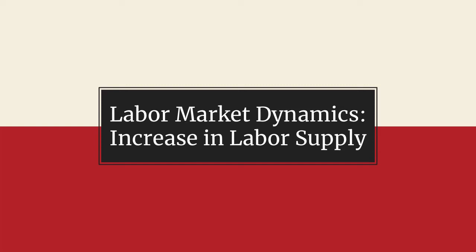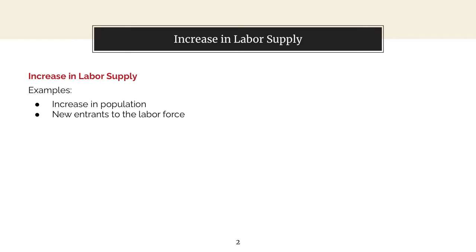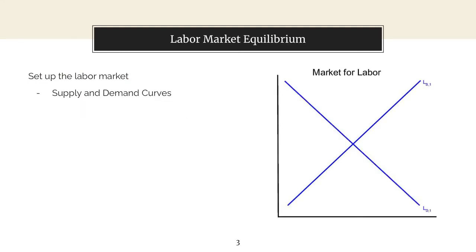In this video, we will show what happens when there's an increase in labor supply. An increase in labor supply means that there are more people that are willing and able to work. This could happen, for example, if there was an increase in the population or there are new entrants into the labor force. Let's set up our labor market equilibrium.